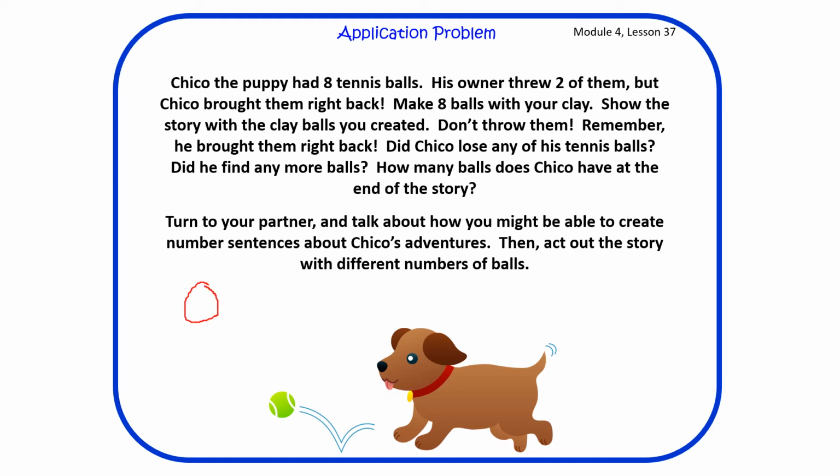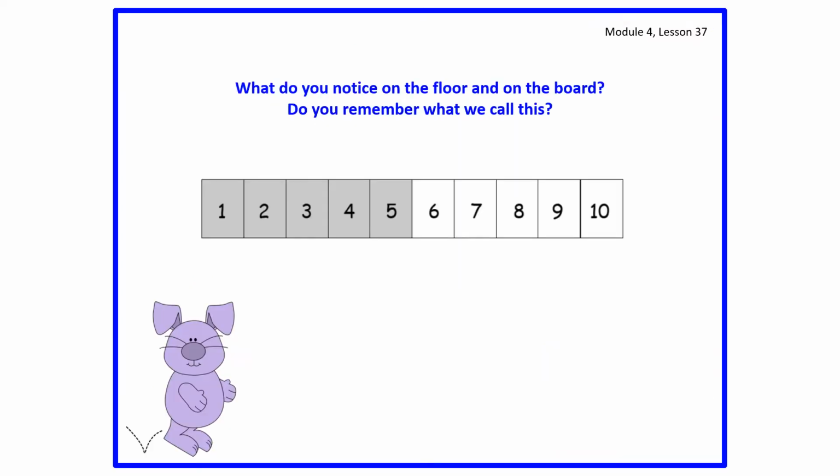We can draw a number bond, whole, part, and part. So the 8 in the whole represents how many balls he had total. The 0 represents how many he lost. He didn't lose any, he had all 8. And the 8 represents how many balls he ended up with. Good job. Does anybody remember what we call this?